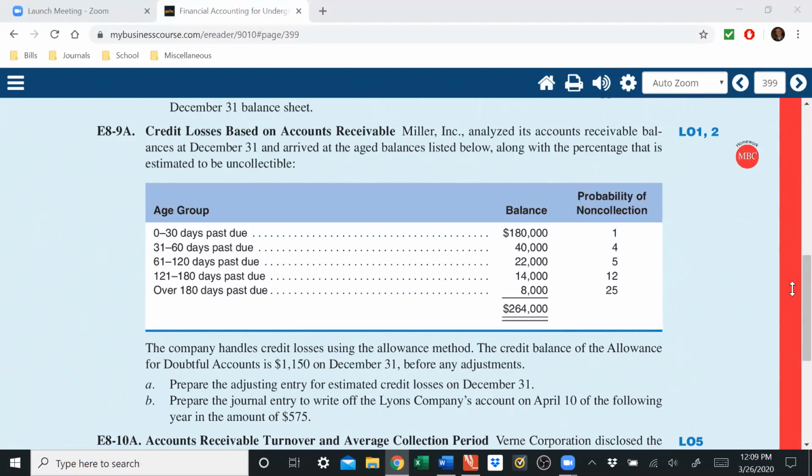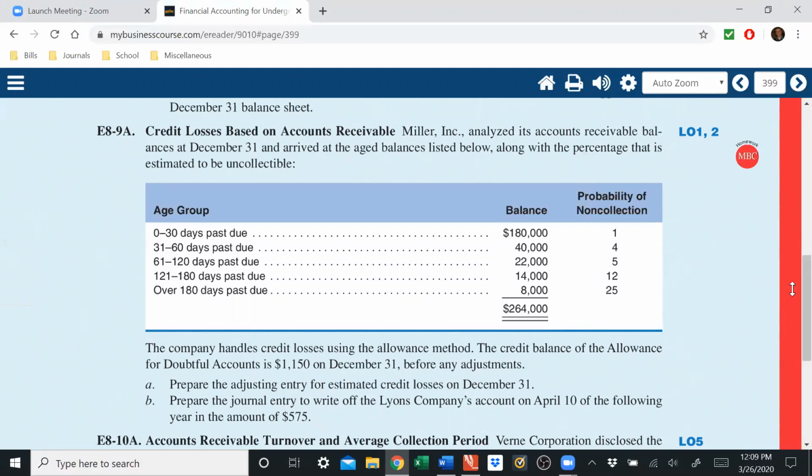Miller Incorporated analyzed its accounts receivable balances at December 31st and arrived at the aged balances listed below, along with the percentage that is estimated to be uncollectible. So in this problem, you're going to be estimating the credit losses not using the percent of sales approach like we did in the first one, but using the aging schedule approach.